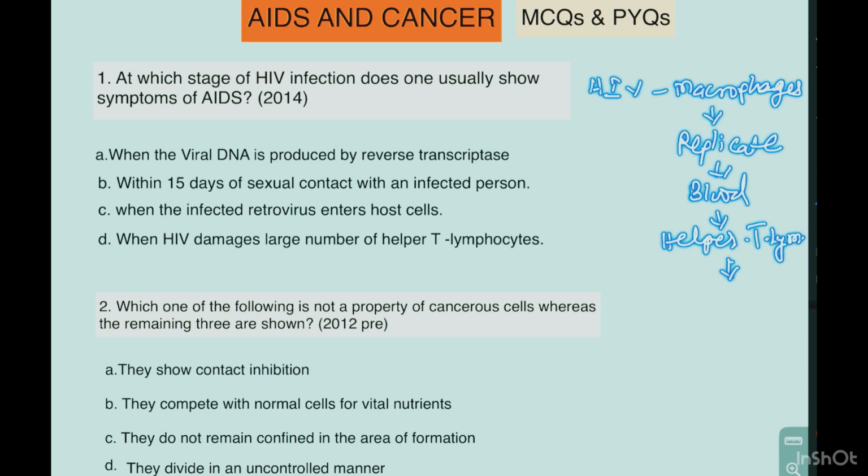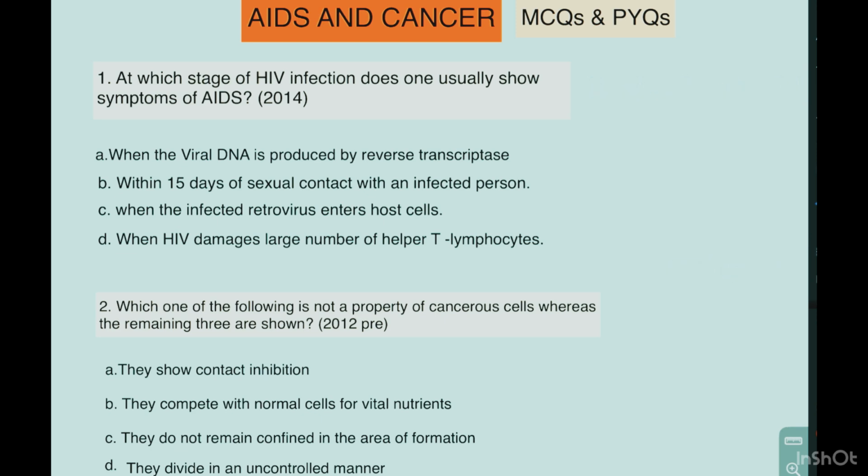And when a large number of helper T lymphocytes get infected, at that time their number gets decreased. The number of helper T lymphocytes gets decreased in the blood of the person. So HIV damages a large number of helper T lymphocytes after the infection.